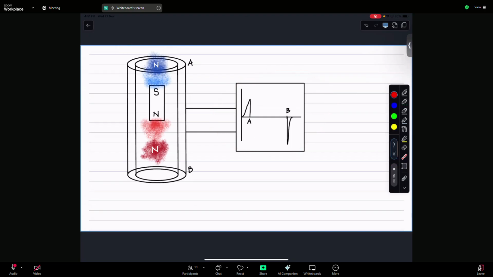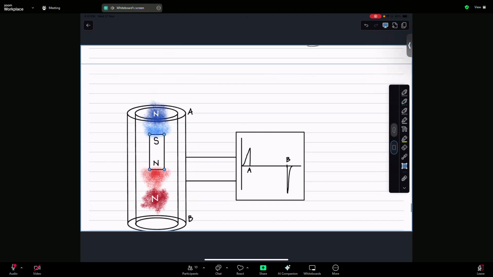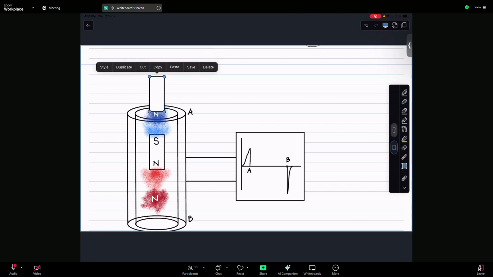Okay, so let's start with the first observation. Why is a spike generated first? I think that's pretty well understood. When the magnet is moving in, only one pole is being cut at the moment, and that induces EMF. And the EMF keeps increasing the closer the magnet gets. Why? More and more field lines are cut. But once it enters and goes inside, we find that there is no net EMF.